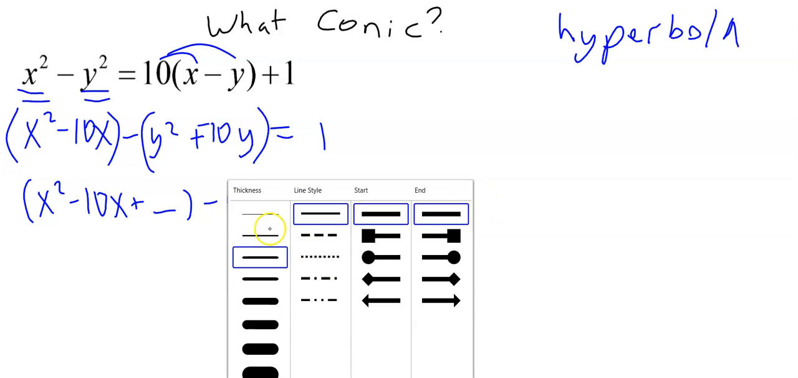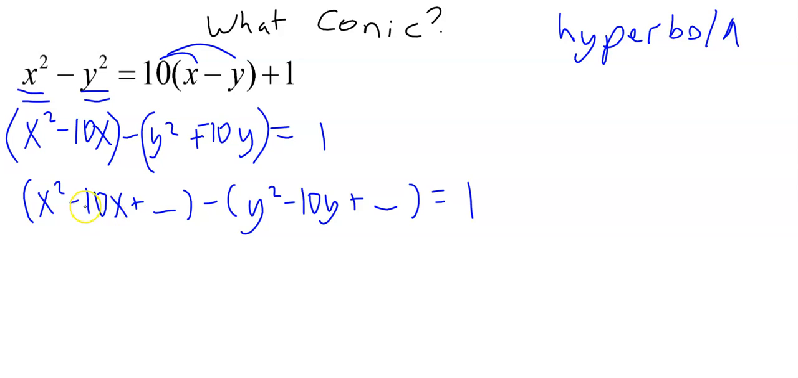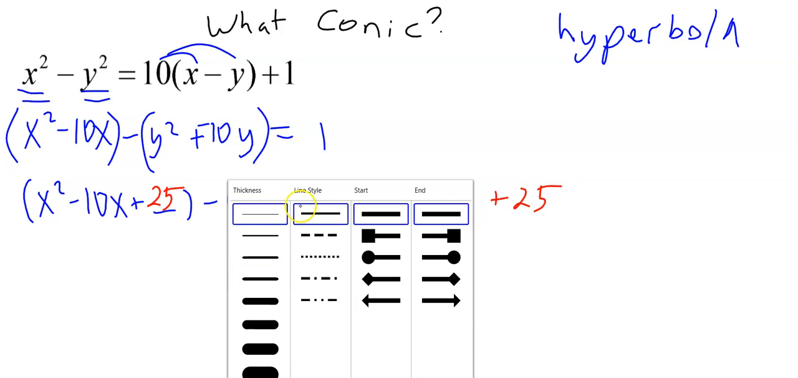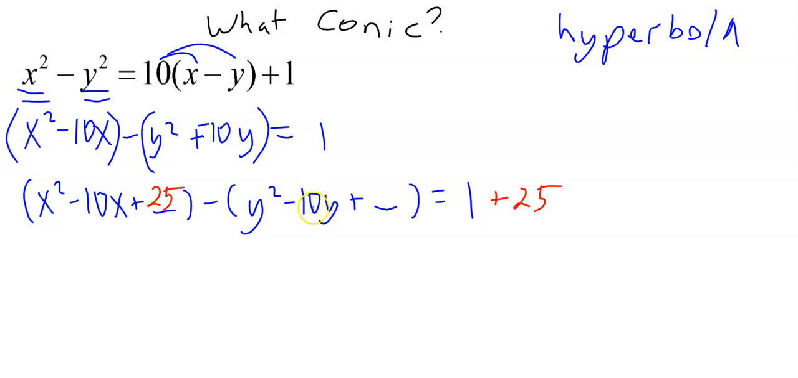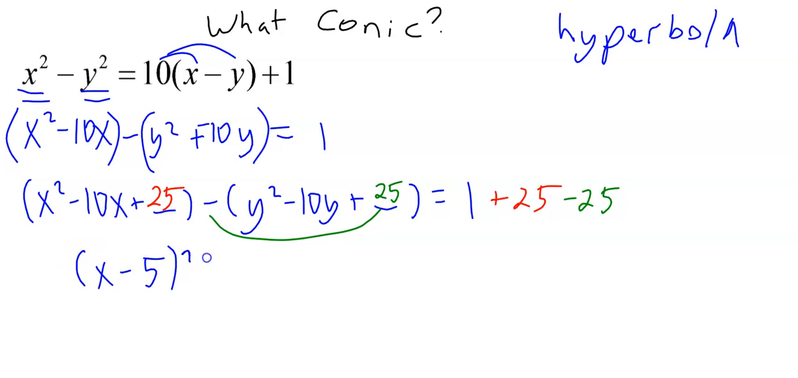And now we're going to complete the square here and see what happens. So half of 10 is 5, 5 squared is 25. So I'm going to add 25 to this side. Half of that is 5, 5 squared is 25. But this time I'm going to subtract 25 from both sides. So that's kind of interesting. So we get, this would be (x minus 5) squared minus (y minus 5) squared equals 1.